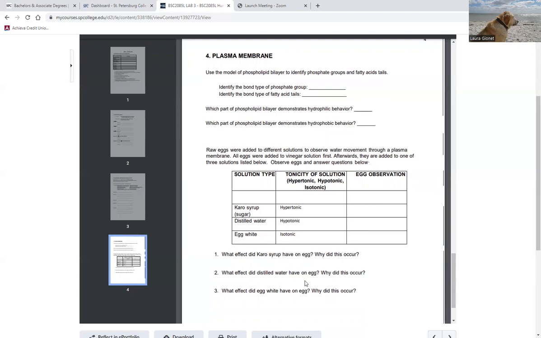What effect did the distilled water have on the egg? It caused it to get larger because water was moving from outside the cell in the hypotonic solution into the cell. That's your osmotic gradient, into the cell. And so it makes it enlarge like you're blowing up a balloon. And what effect did the egg white have on the egg? None, because it's the same tonicity inside the cell as outside the cell.